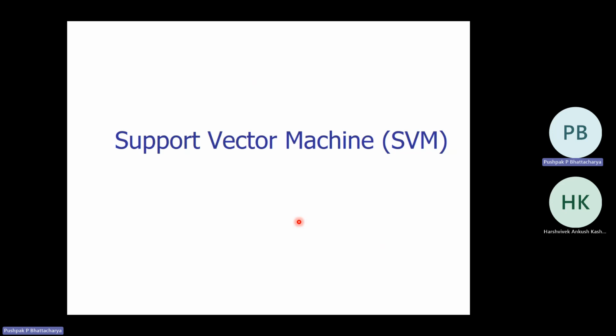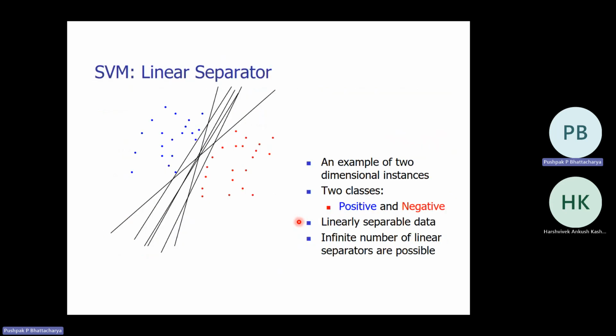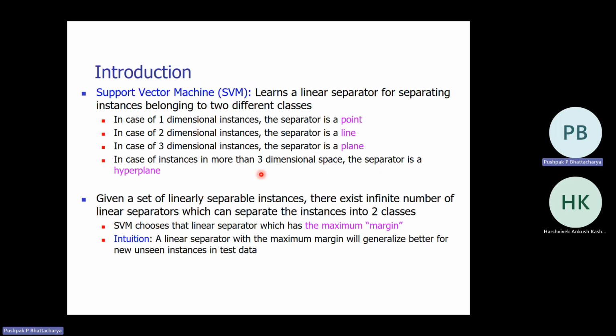Let me start a very important topic in about 5 minutes. From tomorrow, this will be detailed out a little more. Support vector machines learn a linear separator for separating instances belonging to two different classes. This is how it does it. It places lines exactly like the perceptron, between the two classes, the blue class and the red class. The only thing it does is that it chooses a linear separator which has the maximum margin.